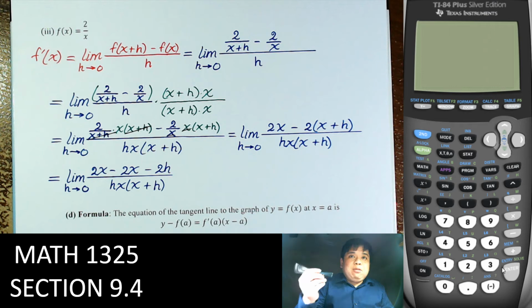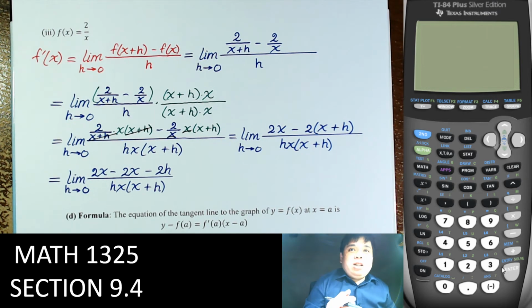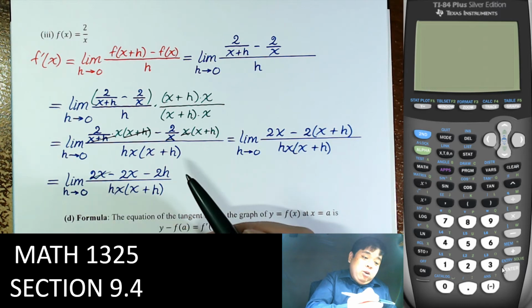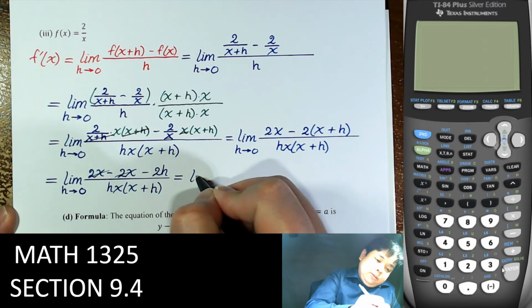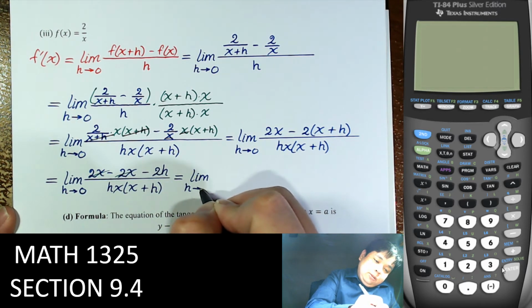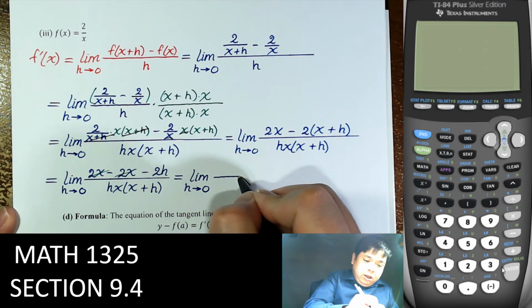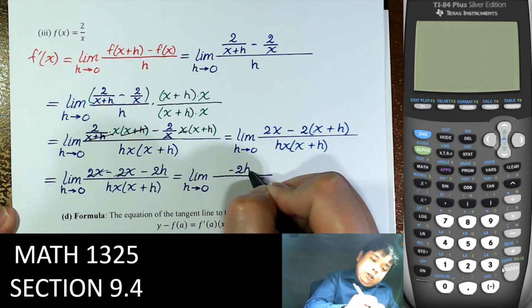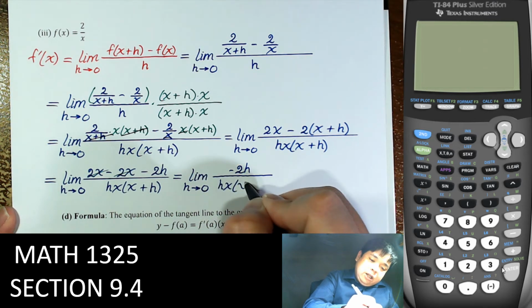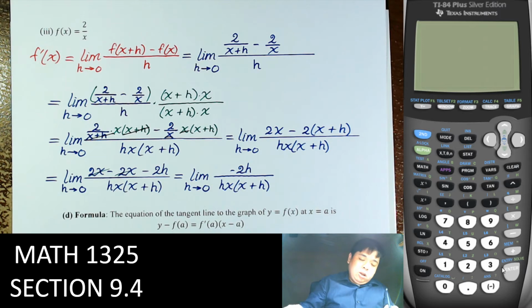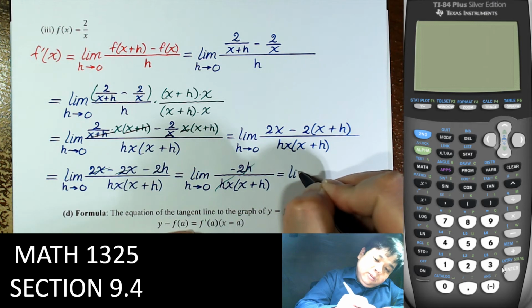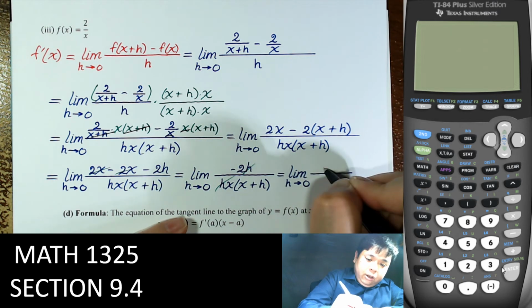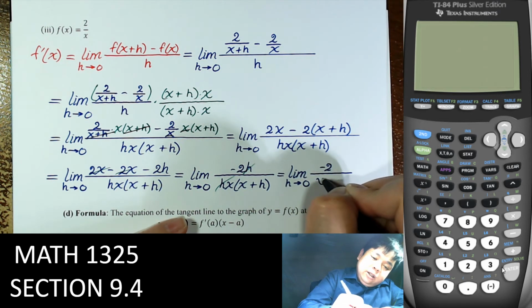Right. Now remember the step that we said, cancel everything without an h. This one has no h, cancel with that. So that works out perfectly. That's what we expect. On the top we just have negative 2h. The bottom is h times x plus h. Cancel out an h. We have negative 2 over x plus h.